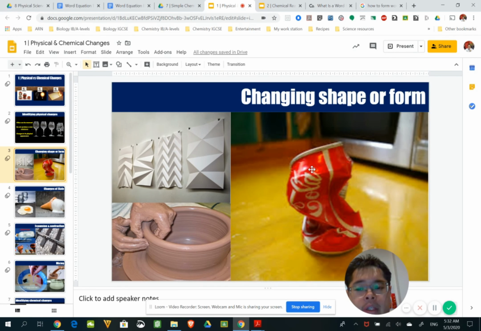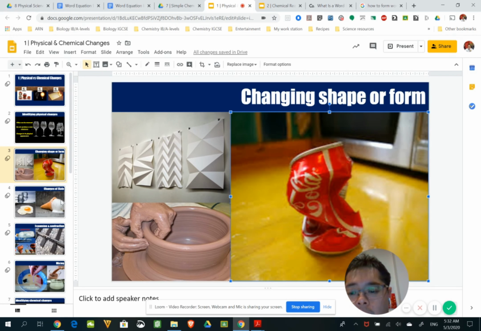And what are the physical changes in terms of the evidence? It only changes the shape or form. So if you look at the pictures over here, you notice that the shape and also the form has been changed. And if we connect this to the forces that you have learned before, you will definitely note that it requires a force to change the shape or form of an object.